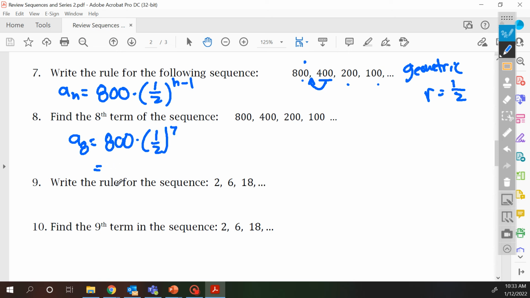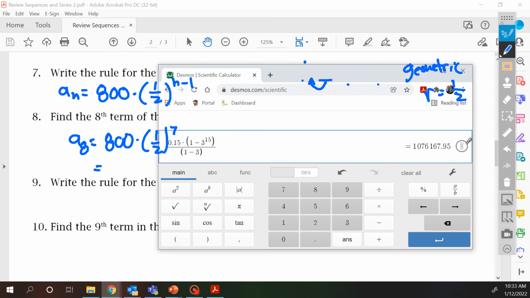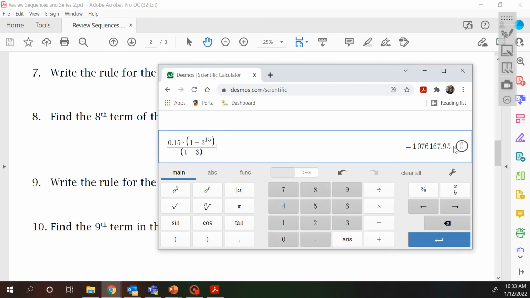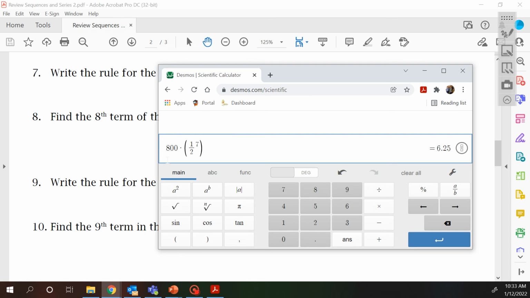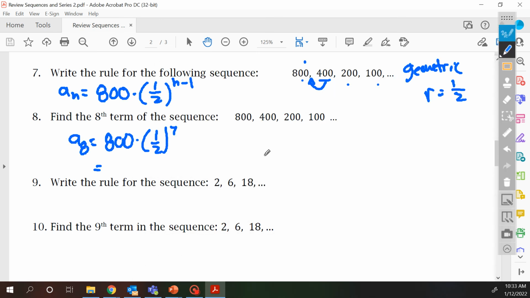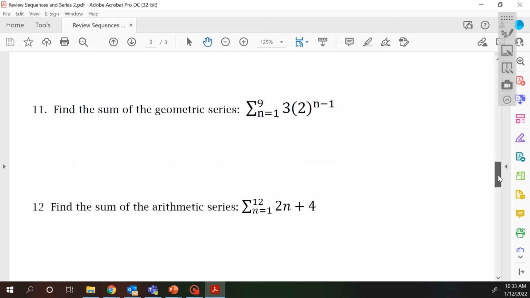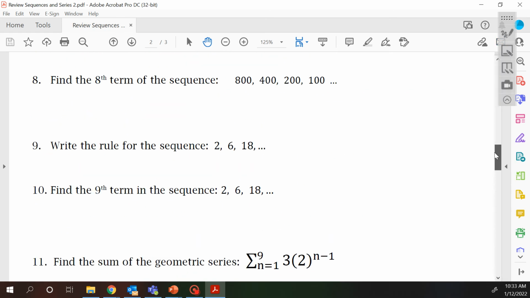Since we're using a fraction here, I'm just going to use our Desmos calculator. So 800 times 1/2. That 1/2 is raised to the 7th power. We don't want this. We want this. 25 over 4 is the 8th term. Double check that. This is number 8. Yeah, 25 over 4. Wonderful.